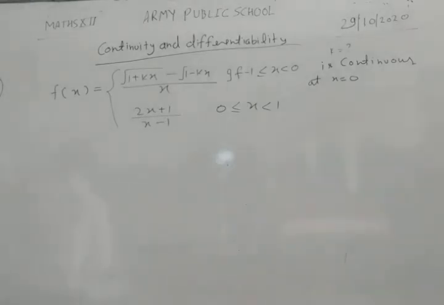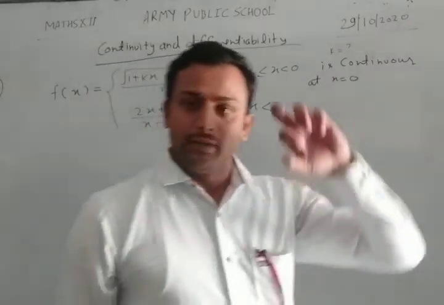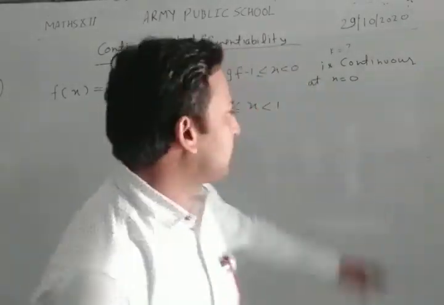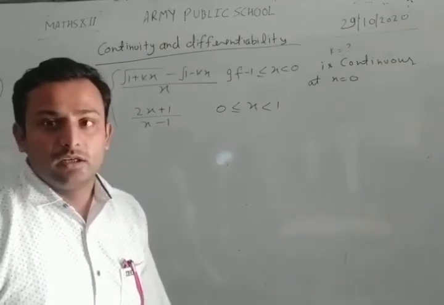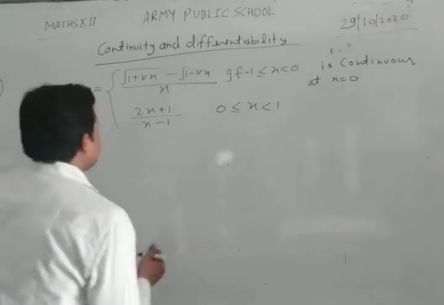You know that if a function is continuous, then our left hand limit, right hand limit and value of the function at that point are equal. So what we will do here, we will first find the left hand limit of the function, the right hand limit of the function, and the value of the function at x is equal to 0. Then we will equate these and we will get our k. So let us start first.